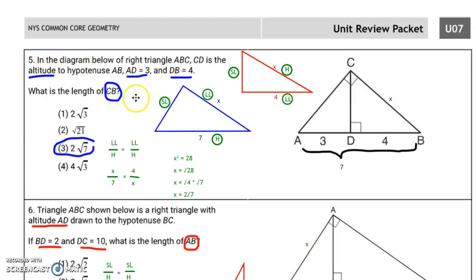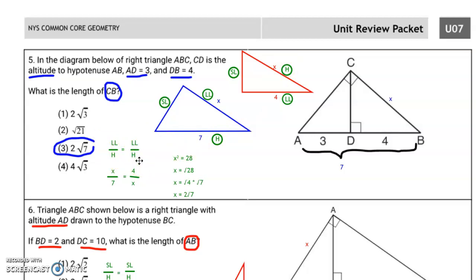All right, for question number 5, it was looking for CB. Notice I had to get a little creative here. I had to show that AB was AD plus DB, which is, in other words, 7. I also know that CB is the thing I'm looking for, so I label that as X. That's going to be the hypotenuse of this smaller triangle and the longer leg of this larger triangle, but we do have long leg for both of these triangles, and we do have hypotenuse for both of these triangles, which means I'm doing long leg over hypotenuse equals long leg over hypotenuse.